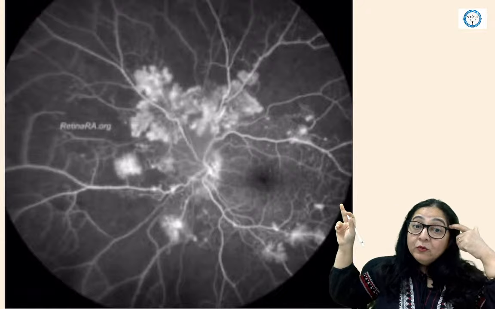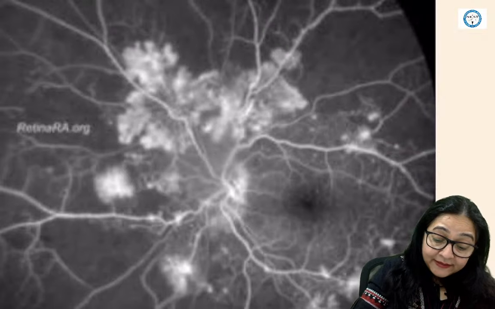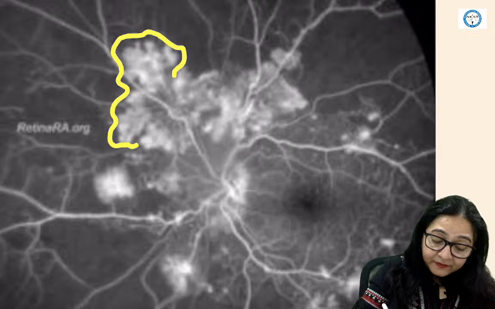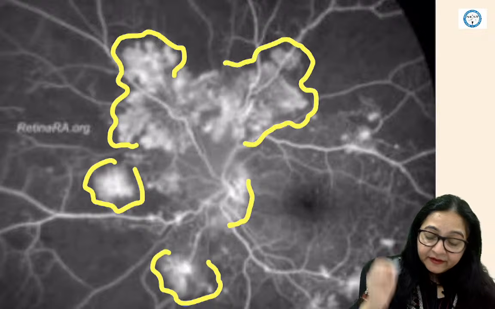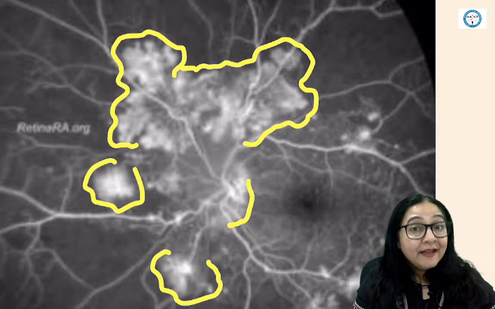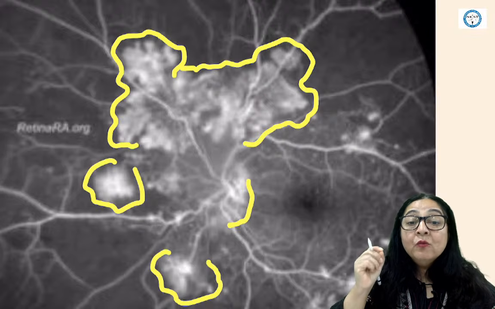So here you can notice all these areas, friends. What are they looking like? As if some abnormal bunch of vessels is there, which is leaking the dye. So this is the leakage of the dye from the new vessels.